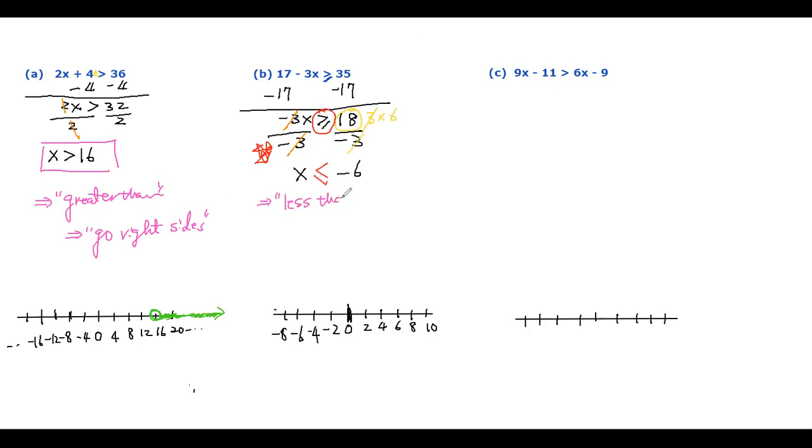So if it's smaller, less than, I go what? I go left, right? Okay, so now let's try to graph it. This is x is less than or equal to -6, right? Because I have an equal sign here. So when I find the -6 here, instead of a circle, I have a solid.